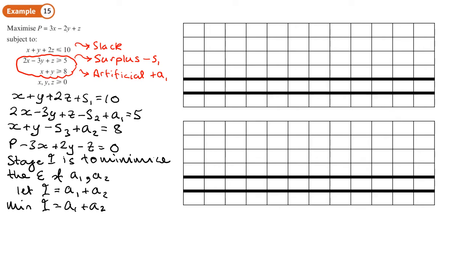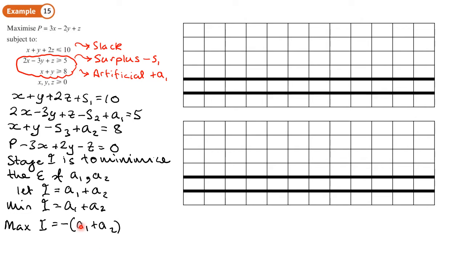Now, whenever we do a simplex algorithm, it's always to do with maximizing an objective. So we're going to maximize actually negative I equals A1 plus A2. Remember, we can turn a minimize into maximizing by changing this to a negative. So if I have a negative I here, that's the same as maximizing I equals negative A1 plus A2.